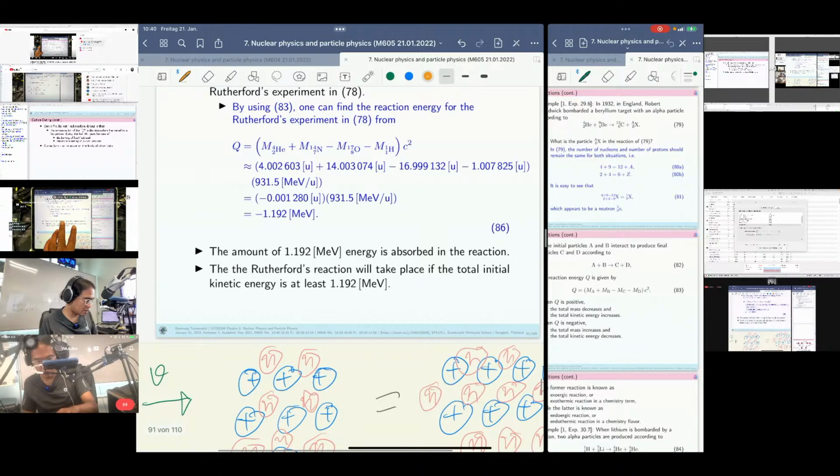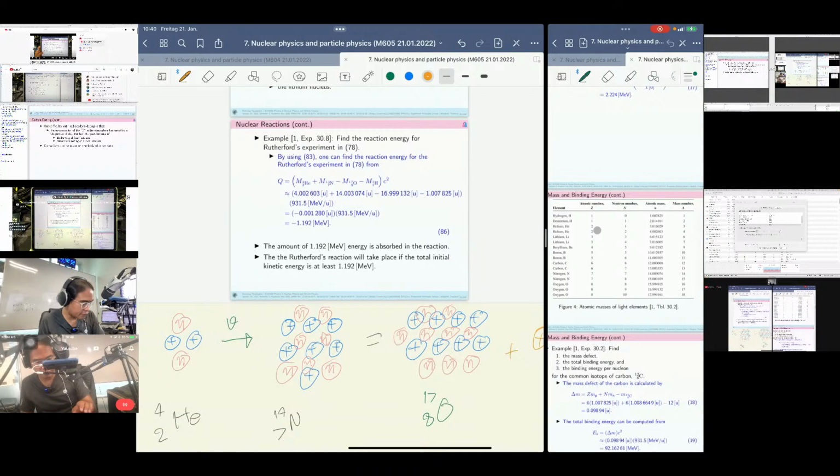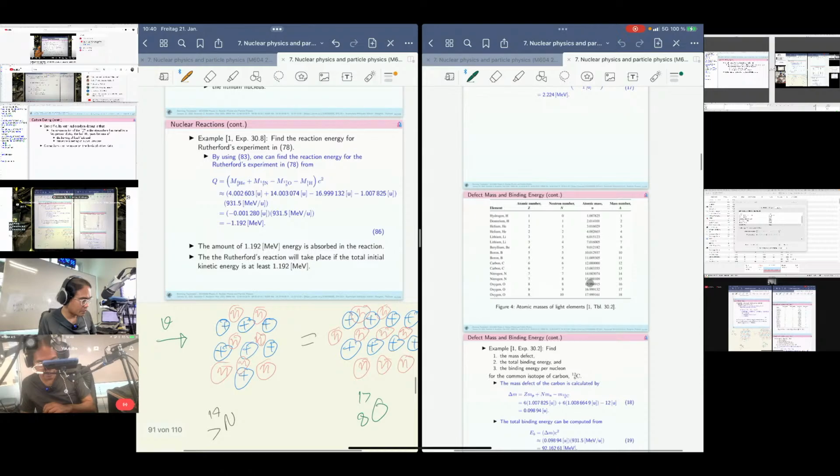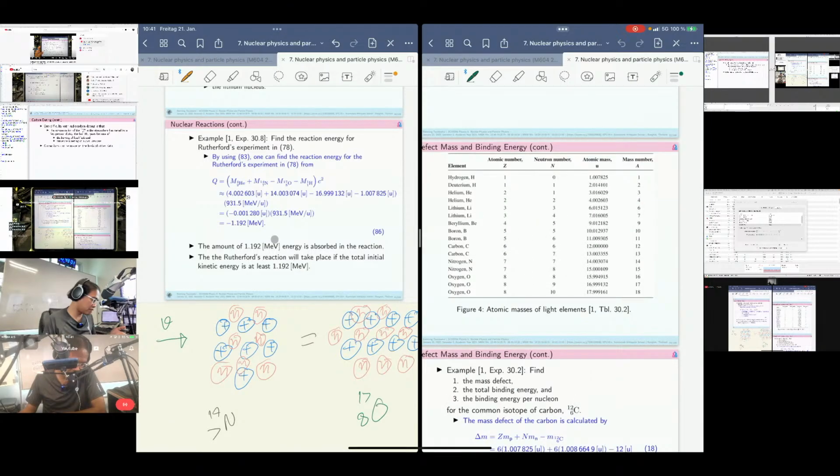We start from the first particle. The first particle is the mass of helium-4-2, which is the alpha particle, right? Helium-4-2, this one, okay? I'm not sure whether you could see it. Helium-4-2 is this one, 4.002603. Okay, we pick up the mass of the helium-4-2.